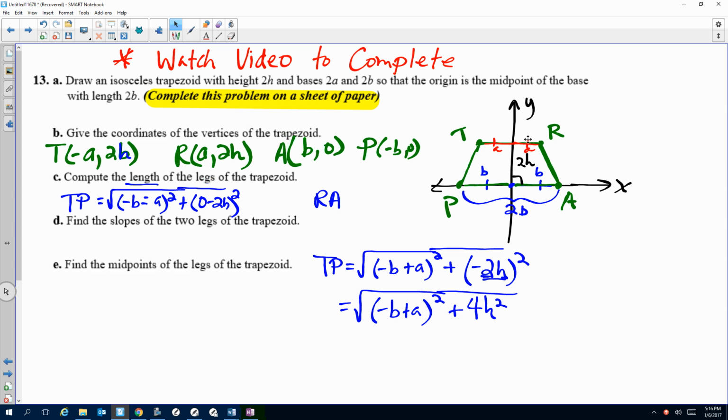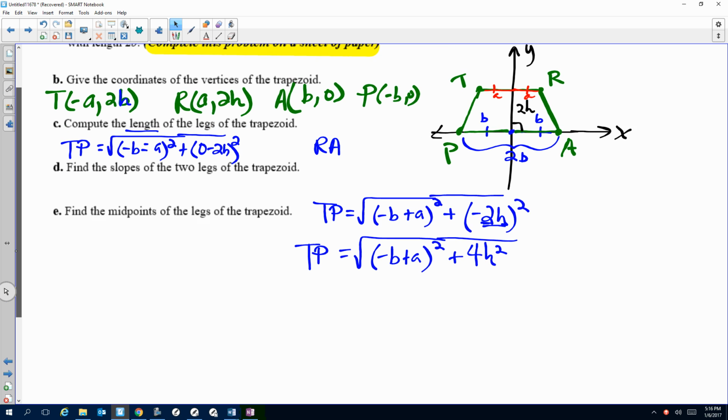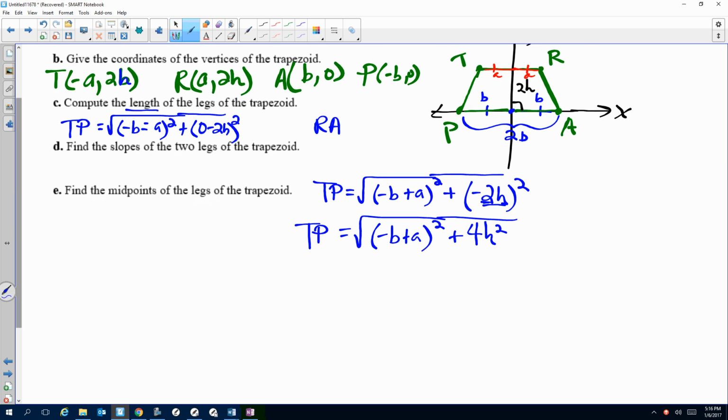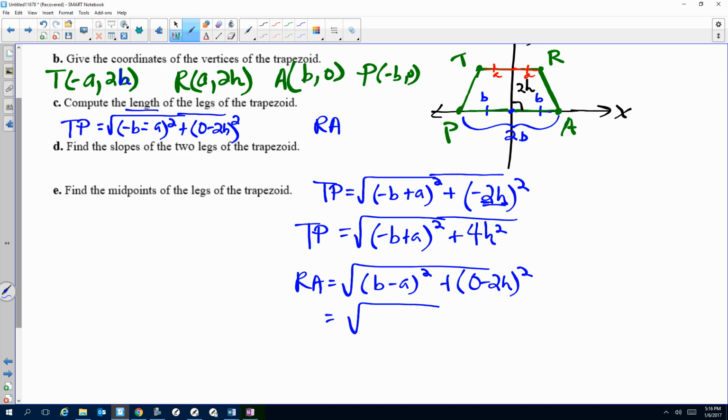Now we're going to do the same thing for RA. Okay, and this is our TP. I'm going to scroll this up just a little bit. So we're proving our leg. Here's RA. I'm going to use the distance formula with the coordinates R and A. So basically I have b minus a, parentheses squared, plus 0 minus 2h, parentheses squared. Now I'm just going to simplify. We have b minus a, parentheses squared, plus again 4h squared.